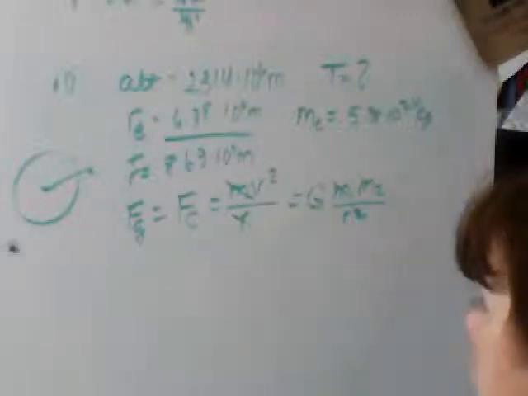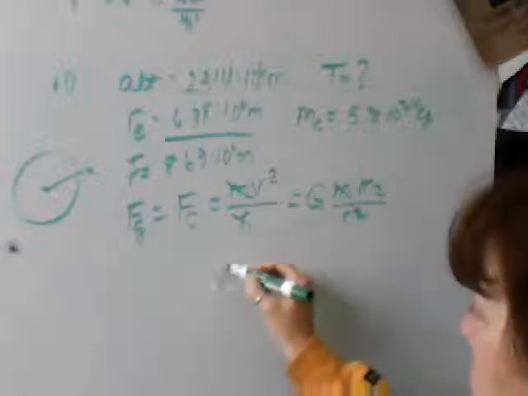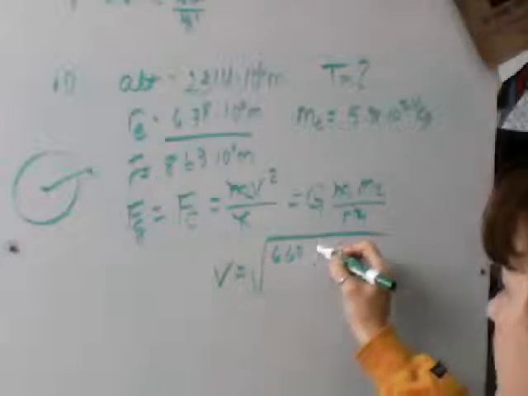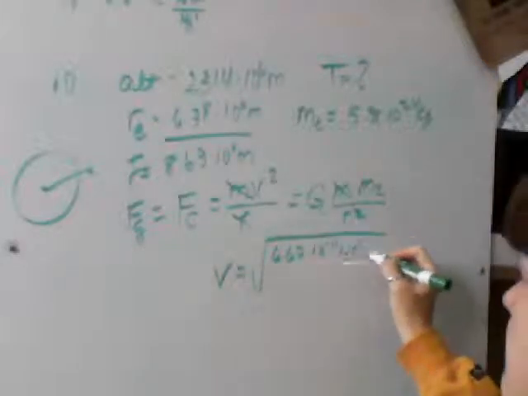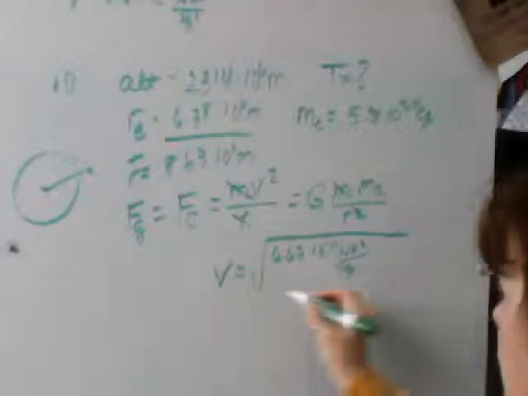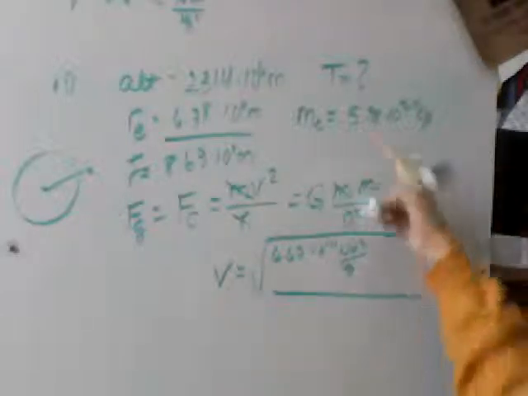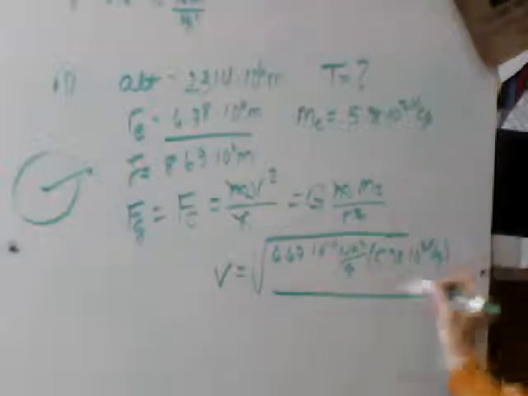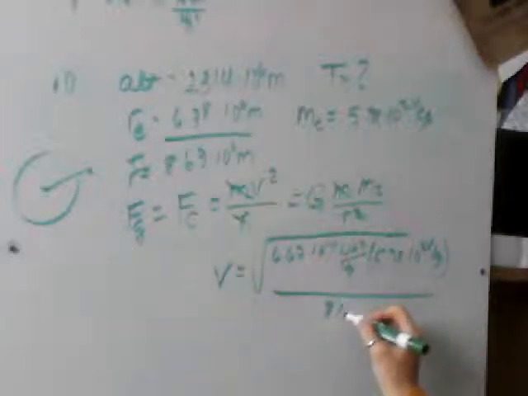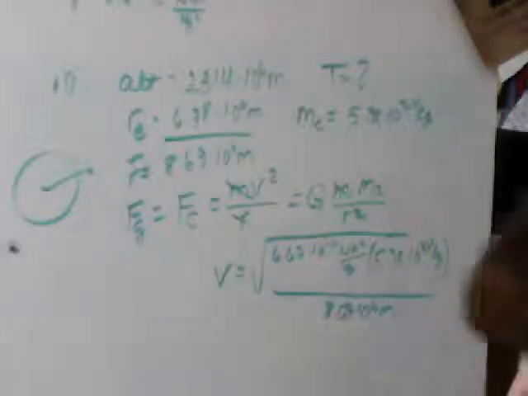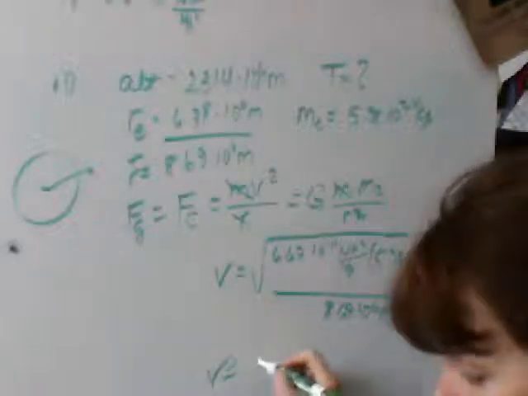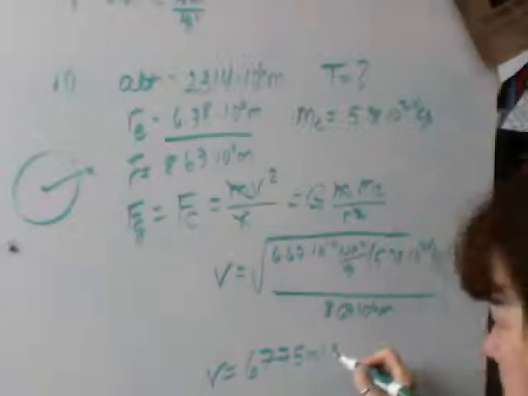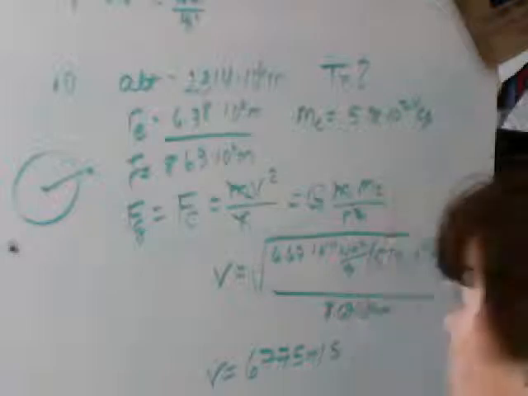Okay, and so we end up solving for velocity will equal the square root of 6.67 times 10 to the negative 11 Newton meter squared per kilogram squared, times the mass of the Earth, which is 5.98 times 10 to the 24th kilograms, divided by the R that we calculated, 8.69 times 10 to the 6th meters. And doing all that, we find that the velocity of the satellite is 6,775 meters per second. Of course, that's not what they asked us for.